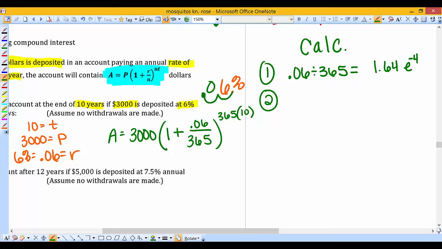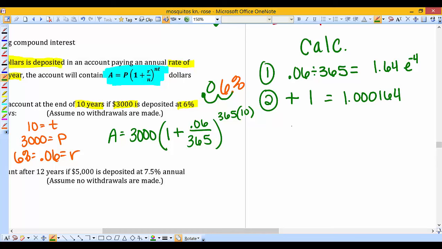Now, I am adding 1. So I'm doing the parentheses first. All I have to hit is plus 1. So make sure you're practicing this. When I hit plus, the answer pops up, then 1. So now, once I hit equals, I get 1.000164 and some other decimals. Leave that in your calculator.